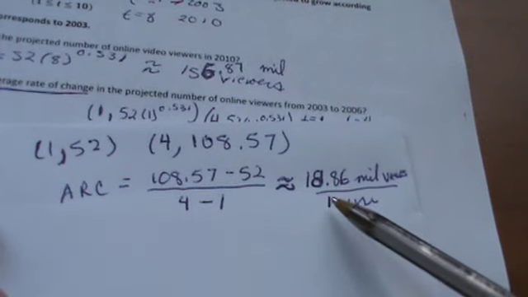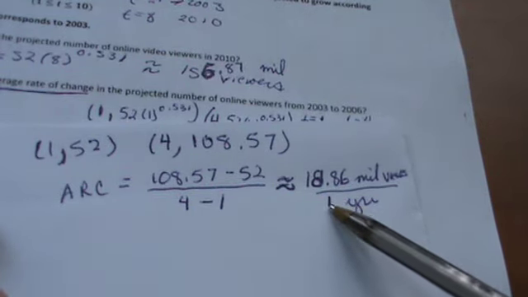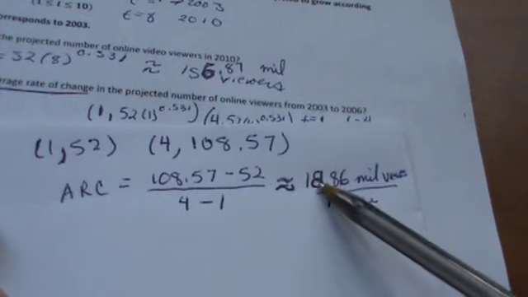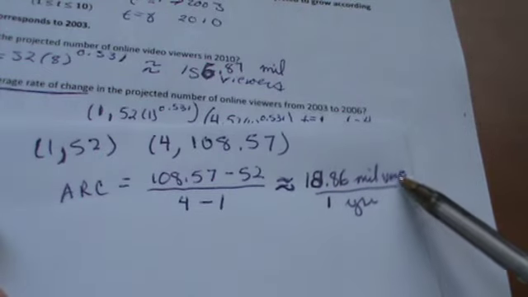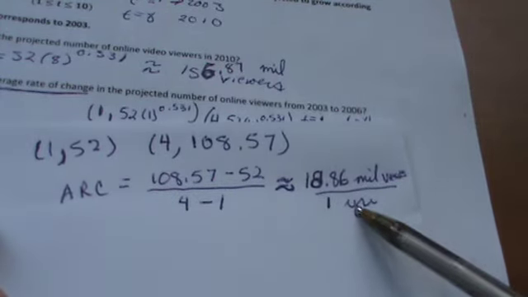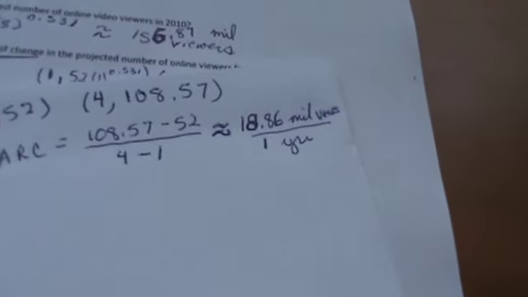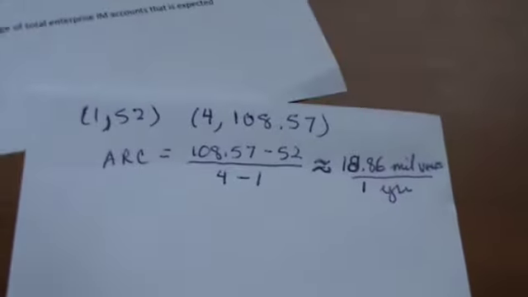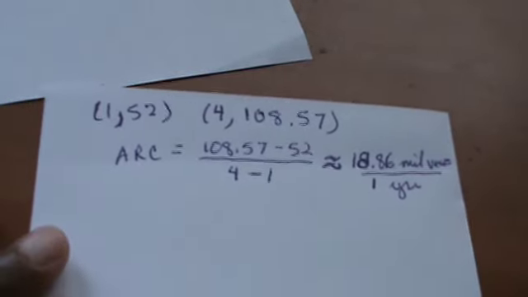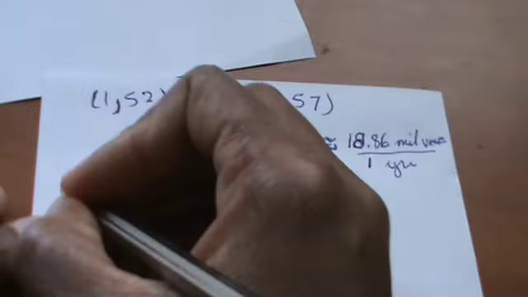All right, so what this is indicating is that from 2003 to 2006, you would expect your number of viewers to be going up by 18.86 million viewers for every year. All right, let me write that as a sentence because it's going to be important for you guys to be able to make a general statement.